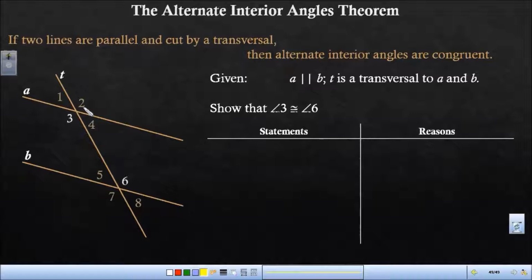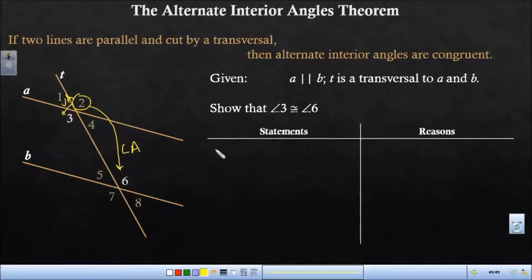For example, angle 2. Angle 2 corresponds to angle 6. This is a corresponding angle relationship. And it's vertical to angle 3. So 2 is vertical to 3 and it's corresponding to 6. This allows us to build a chain from 3 to 6 using the corresponding angles theorem.